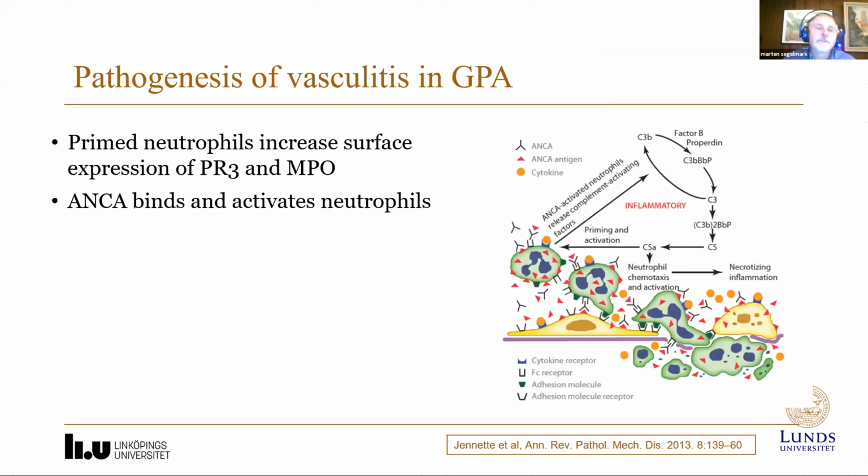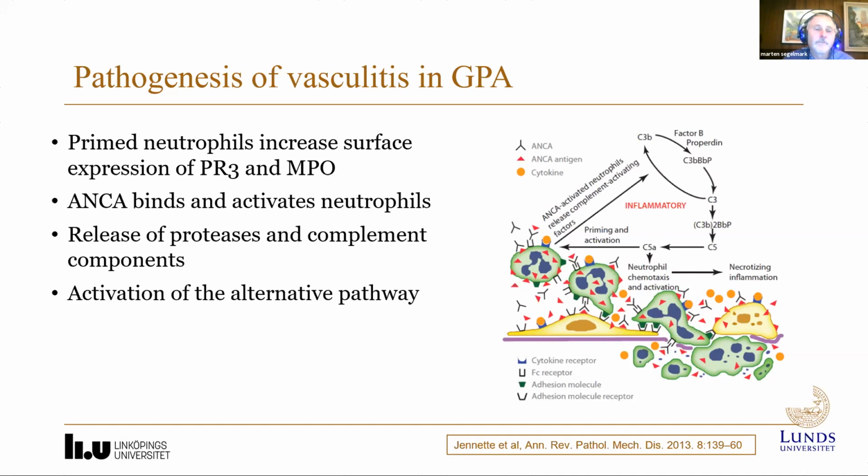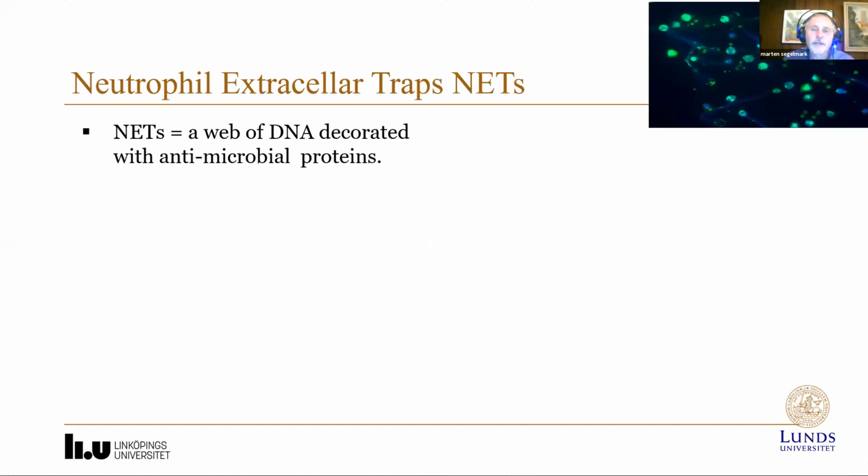Then something happens and we get this widespread inflammation in the body, the vasculitic phase of the disease. Then we believe that neutrophils start to express the ANCA antigens on the surface, and then ANCA will bind to the neutrophils. That will lead to release of proteases and complement components, and there is an activation of the alternate pathway locally, which in turn leads to generation of complement factor C5a, which recruits more neutrophils to the sites, and this creates a vicious circle.